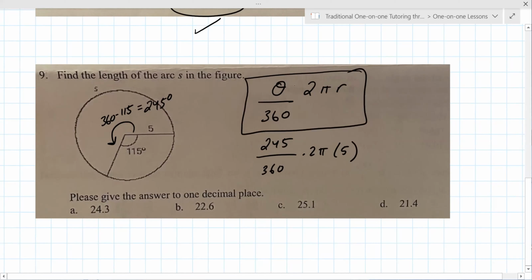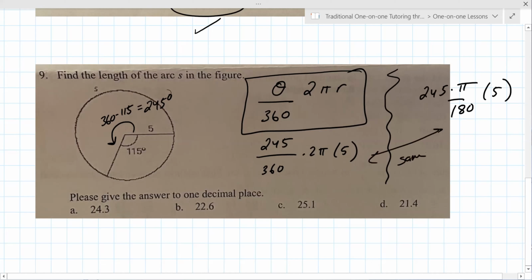It's you multiply this by 180 over pi, so those cancel. So it's theta r, but you'd have to convert this to radians. Okay. So that's the alternative way to do it. Is say, okay, well, it's 245 times pi over 180 times 5, and you get these are the same. Okay.